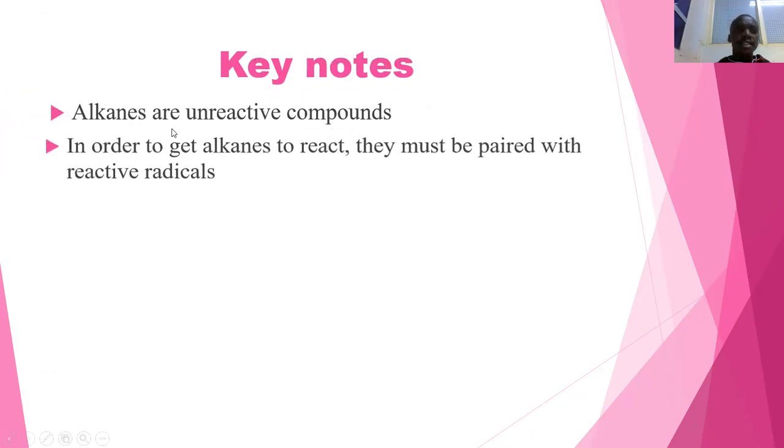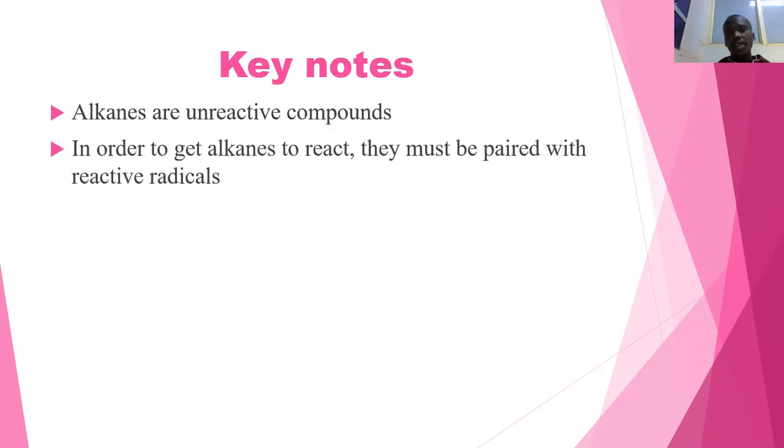Another key point is that in order to get alkanes to react, they must be paired with reactive radicals. So for them to react, they must be paired with reactive radicals such as chlorine radicals and bromine radicals. Iodine is unreactive, so alkanes cannot react with iodine. That one you should also be able to know.